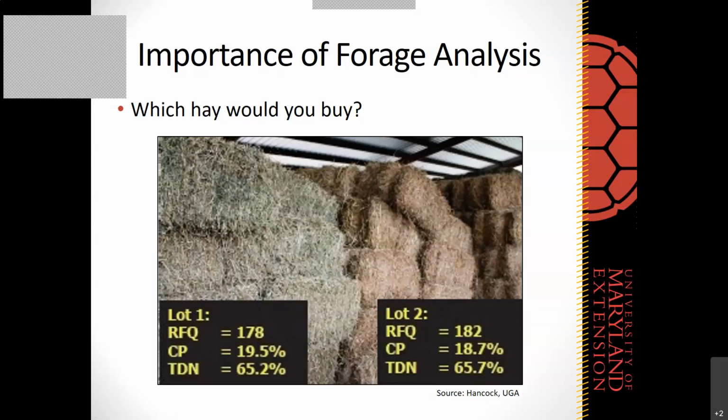But if we actually look at the forage analysis for these two different hay lots, we can see that they're really similar in their forage quality. That yellow color can be really deceiving. So while those visual characteristics are important and we can tell some information from them, it's also really important to rely on that actual forage analysis and that forage test to determine the nutrient values.